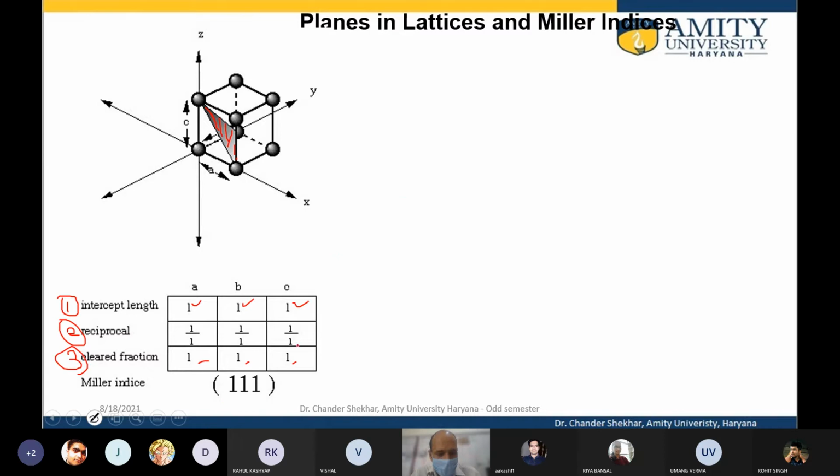So if I have the Miller indices, how do I draw the plane? In order to do that, if the crystal is known, you can simply draw the crystal like this. Since it is already here, we can take a clue and try to draw the plane.